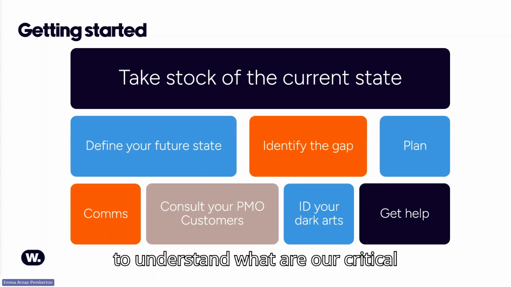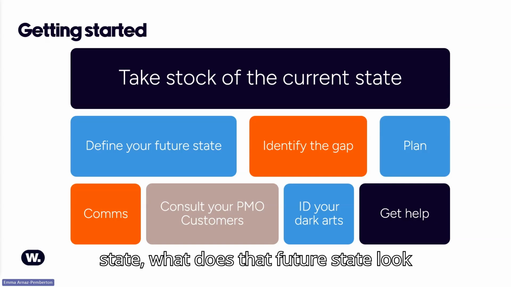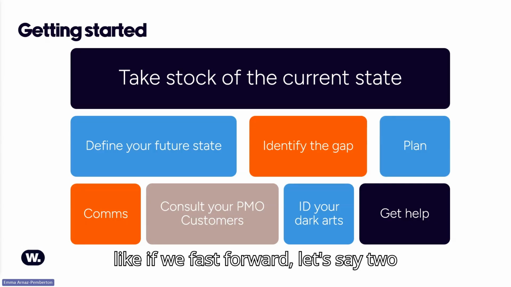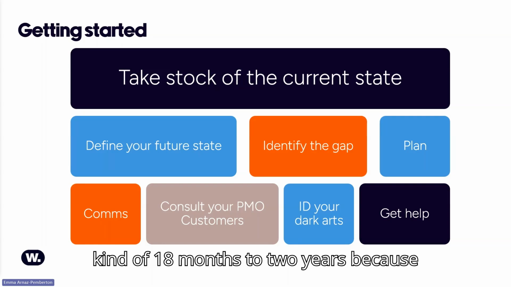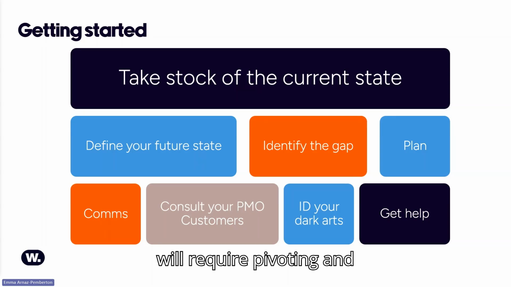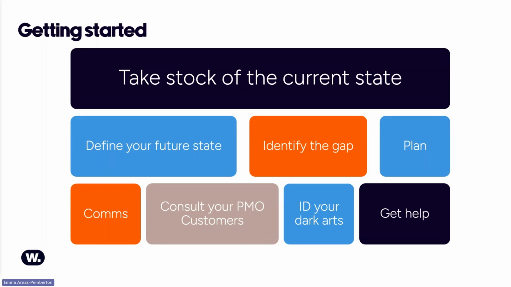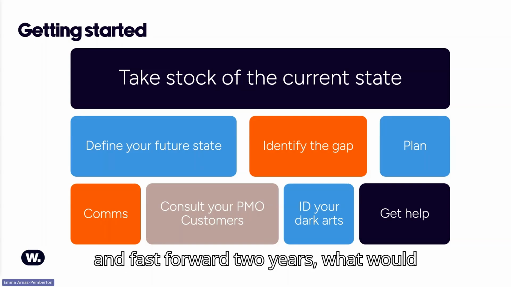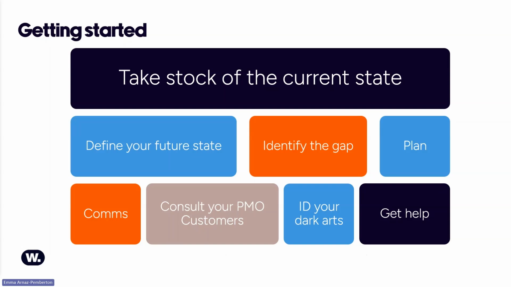Then we need to understand what our critical success factors are, so defining the future state. What does that future state look like if we fast forward, let's say, 2 years? When I develop PMO roadmaps, we don't really ever look any further than 18 months to 2 years, because the world is changing so quickly that it will require pivoting and rehashing the journey. So if you could put yourself in a DeLorean time machine and fast forward 2 years, what would that future state look like?